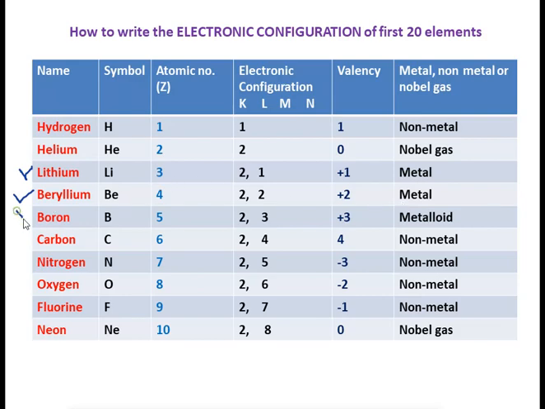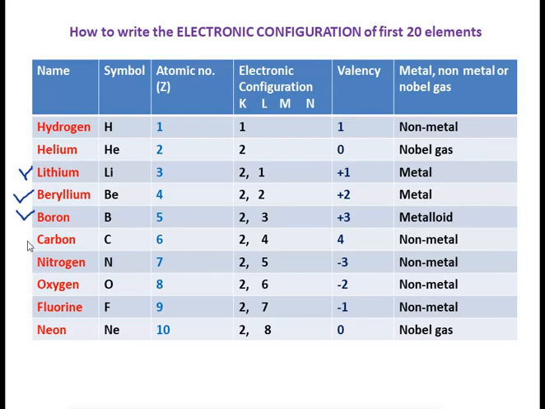The third one we have is boron with the symbol capital B, and atomic number is 5. Electronic configuration 2 and 3. Since 3 electrons are present in the outermost shell, it will donate those 3 electrons to become stable, and boron will come in the category of a metalloid, which has some properties of metals and some properties of non-metals.